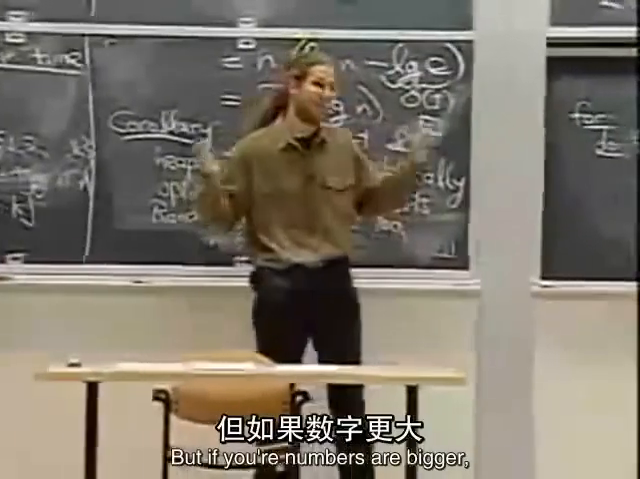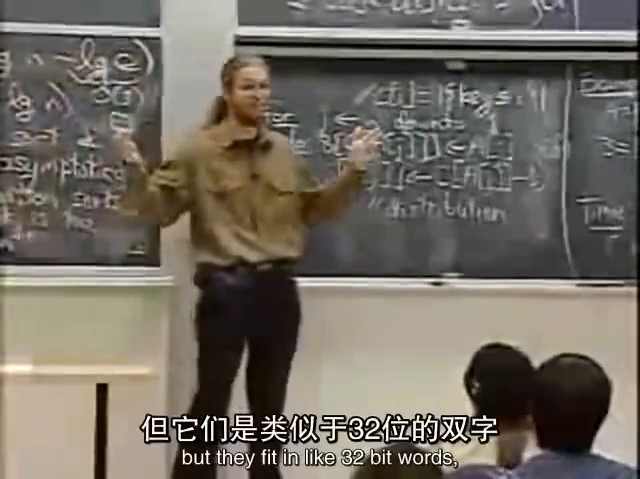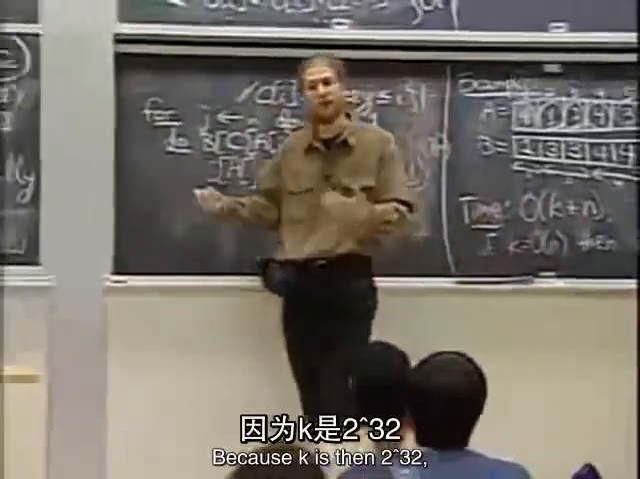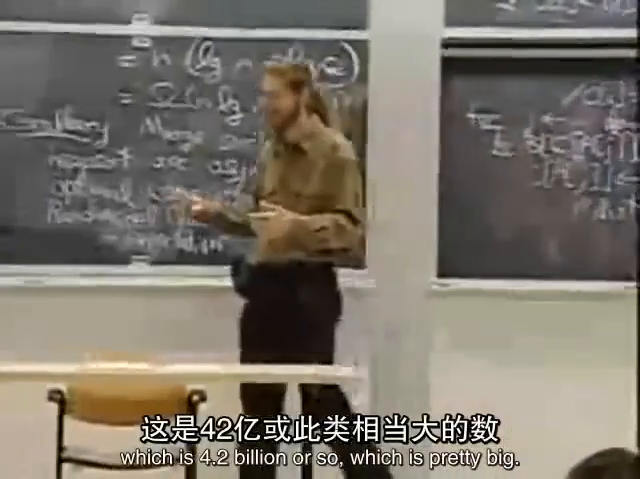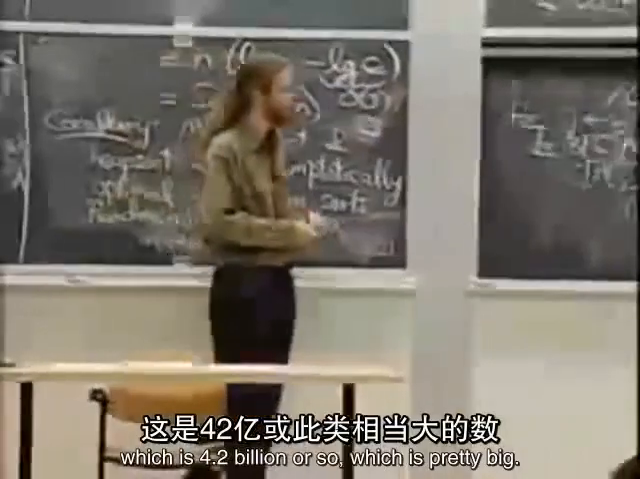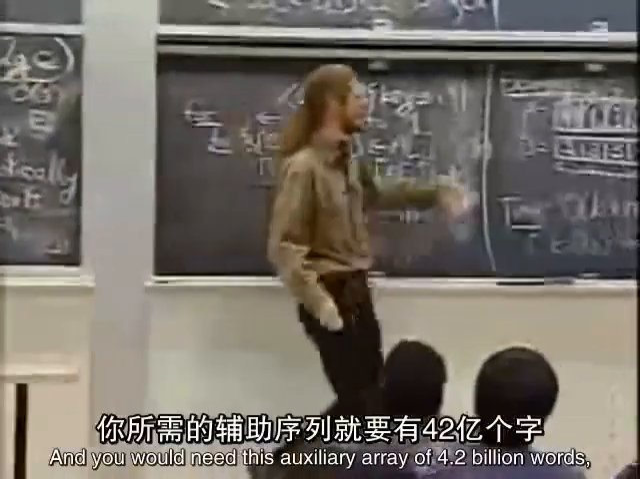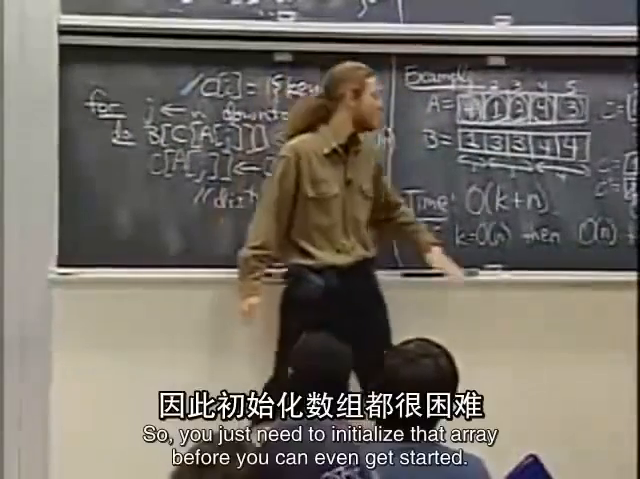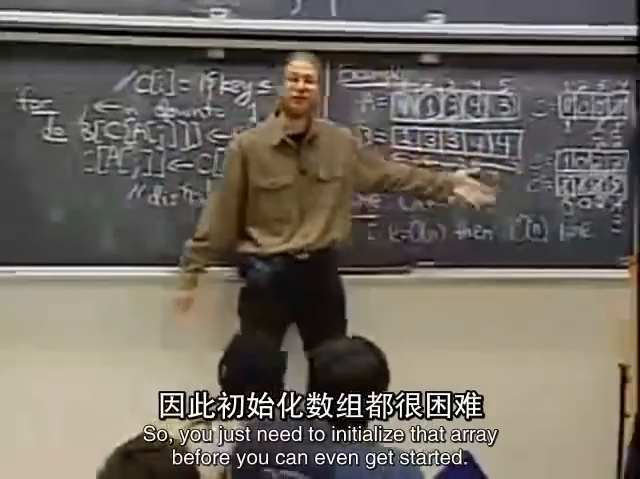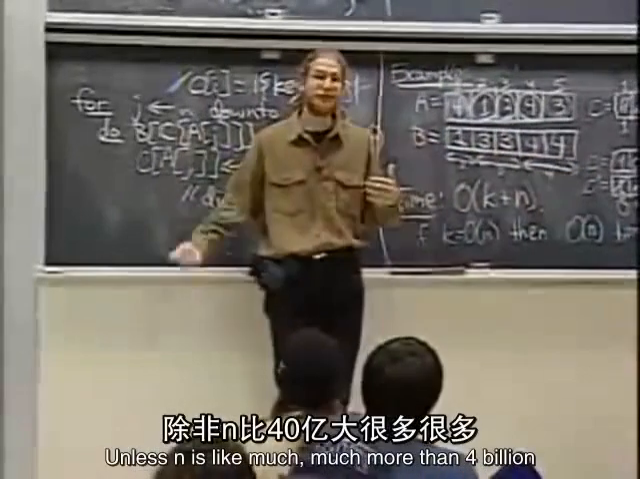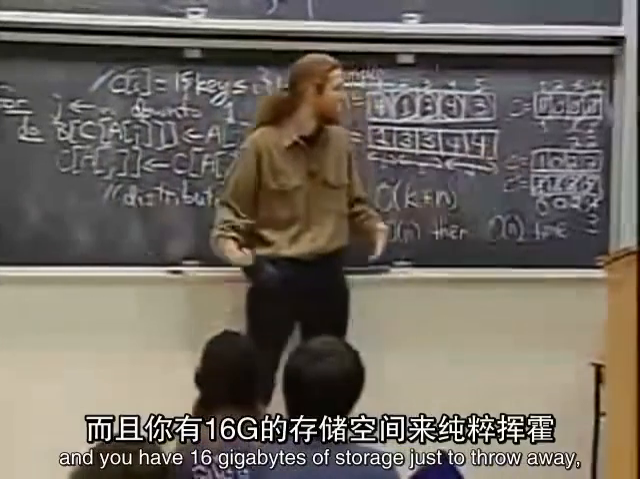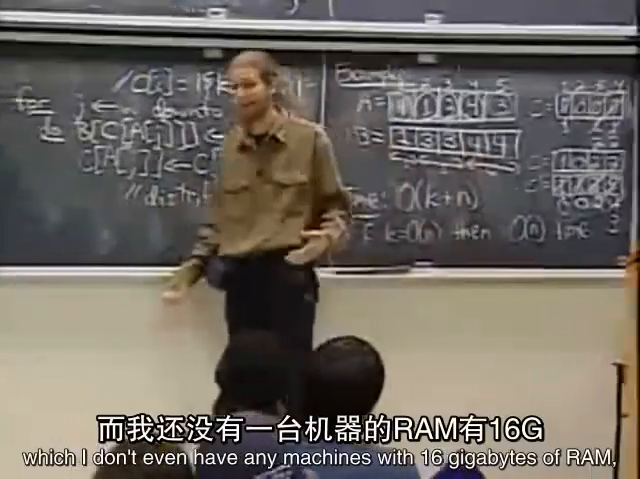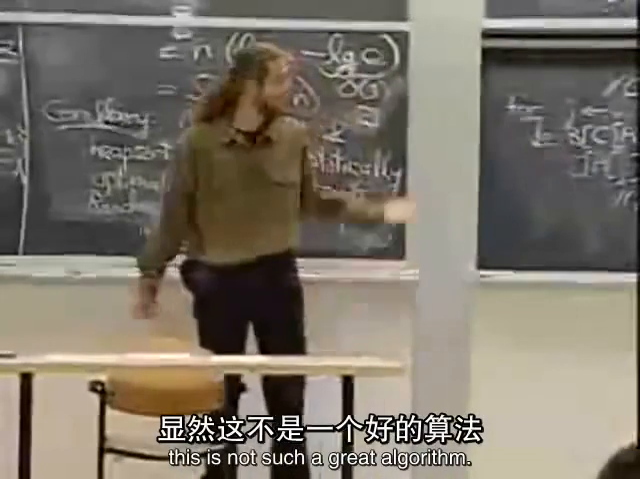But if your numbers are bigger, say, you still know they're integers, but they fit in 32-bit words, then life is not so easy because k is then 2 to the 32, which is 4.2 billion or so, right? Which is pretty big. And you need this auxiliary array of 4.2 billion words, which is probably like 16 gigabytes. So you just need to initialize that array before you can even get started. So unless n is much, much more than 4 billion, and you have 16 gigabytes of storage just to throw away, which I don't even have any machines with 16 gigabytes of RAM, this is not such a great algorithm.